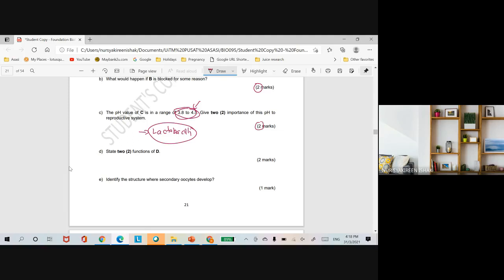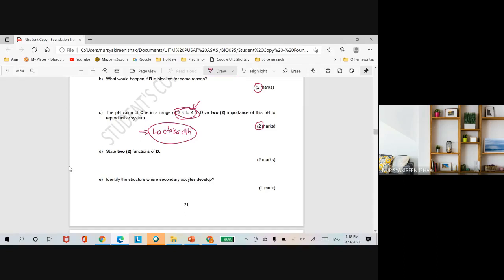Kan, tadi lapisan trophoblast ni dia akan develop into chorion and also amnion. Okay, so chorion ni akan develop into placenta lah. So the function of placenta is to give nourishment to the baby, okay, from the mother to the baby.